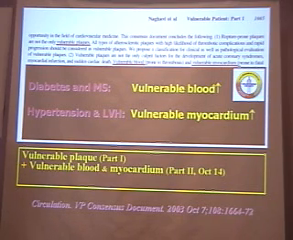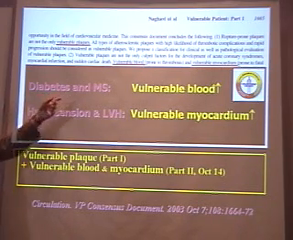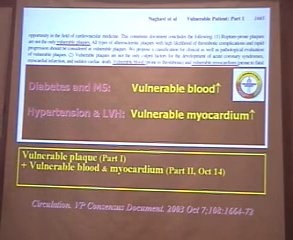But there may be two situations where vulnerable blood and vulnerable myocardium could play a role in primary prevention. In diabetes and the metabolic syndrome, we know there's an increased platelet activation, there is high fibrinogen level and high plasminogen activator inhibitor. And it could contribute to thrombus formation if a plaque ruptures. So in diabetes, the vulnerable blood could play an additional role on top of the disease.